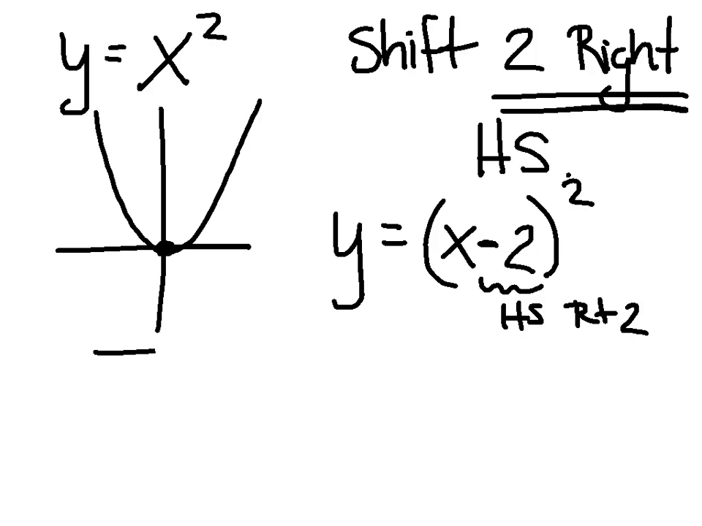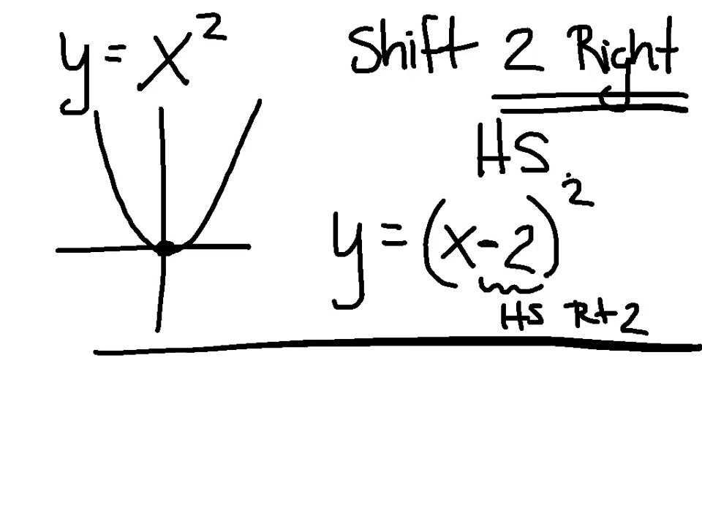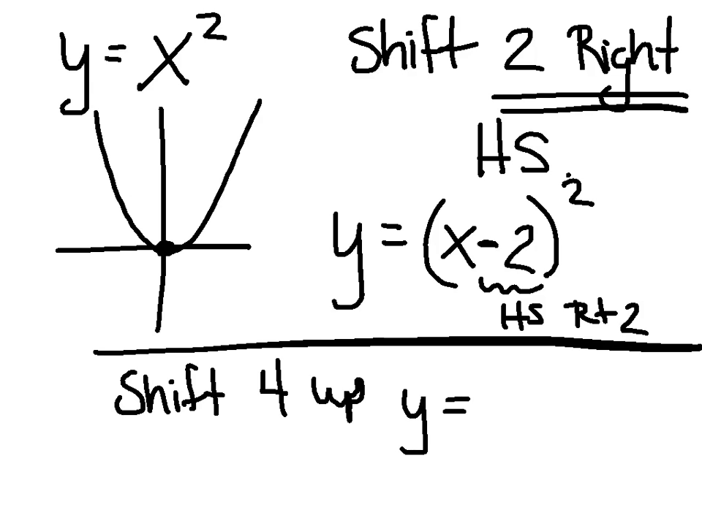If I told you, take that equation, y equals x squared, and shift it 4 units up, you should be able to write the equation. I would say y equals, if I want to go up and down, I'm not inside the parentheses. So that's going to be x squared plus 4. Notice I'm outside the parentheses. Technically they're around here if I need them. And this is shifting me up 4.